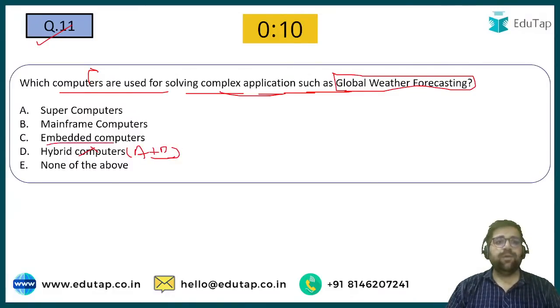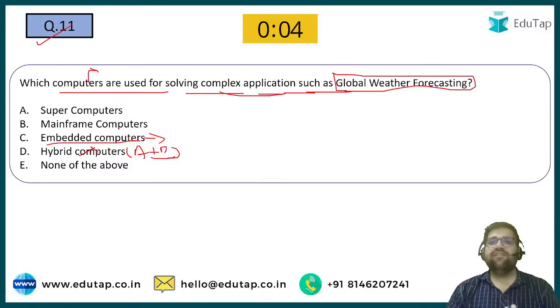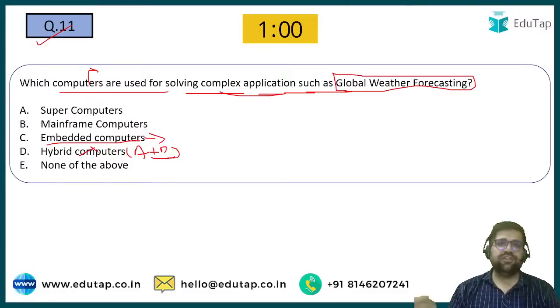What are embedded computers? Embedded computers are those kind of computers which are hidden somewhere in the main device. For example, if you have these smartwatches, smartwatches are an epitome of your embedded computers. Why? Because in these smartwatches, there are certain computers which are already hidden, and they will let you know how many steps you have walked in a day, what is your overall body temperature, what is the heart rate, so on and so forth.